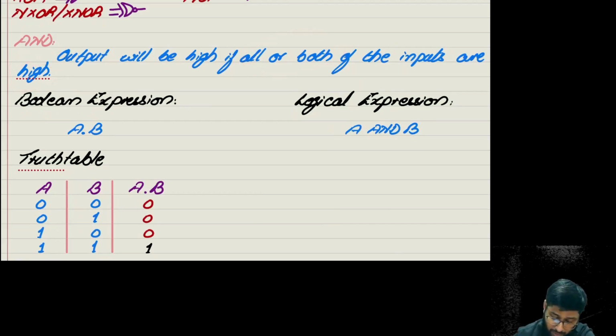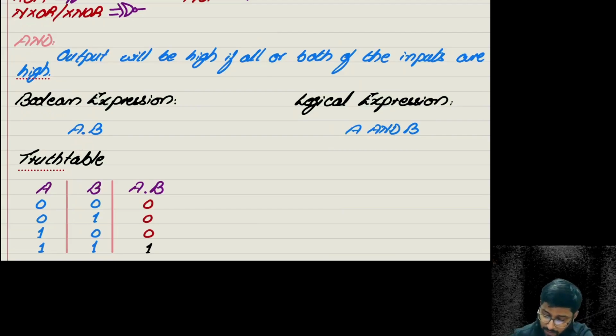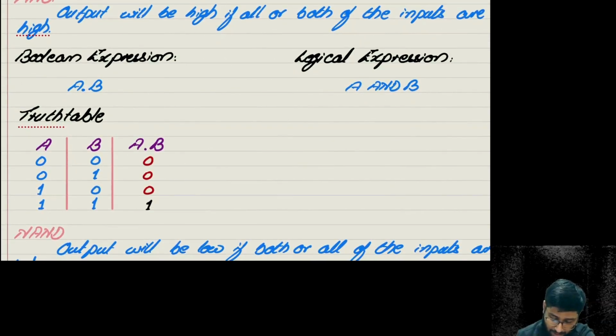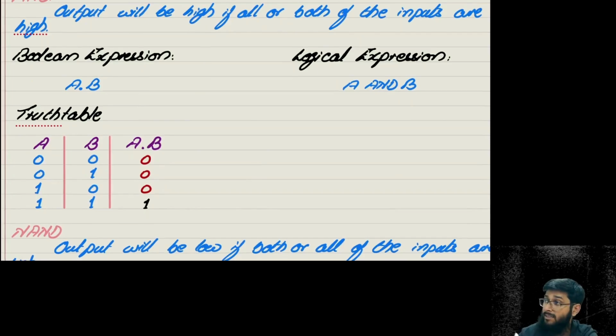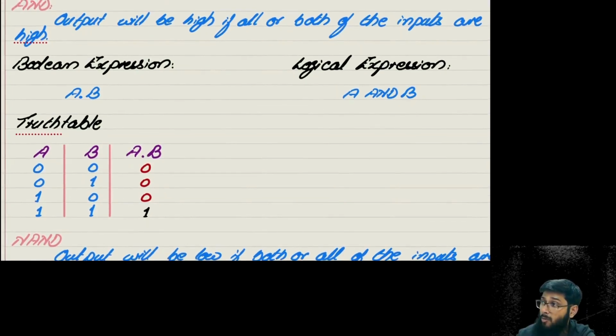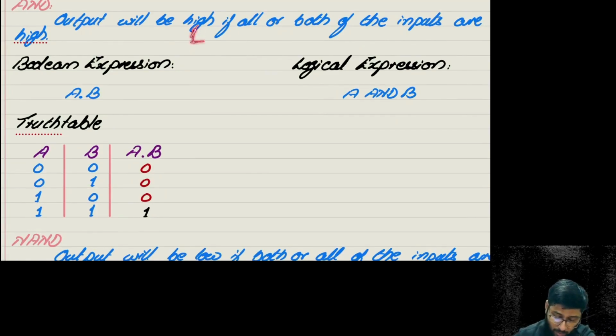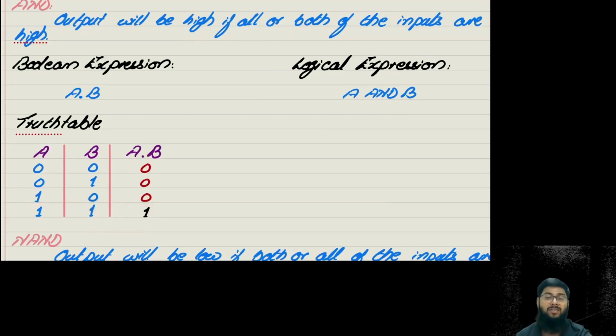Now the Boolean expression. We represent the AND gate with the help of the dot. For the logical expression, it's simply A and B. For the truth table, if we have input 0 and 0, in the output you will get a 0. For 0 and 1, you will get output 0. For 1 and 0, you will get output 0, because the output will be high, a 1, only if all or both of the inputs are 1. So only for 1, 1 do we have a 1. Other than that, the rest of them are 0.